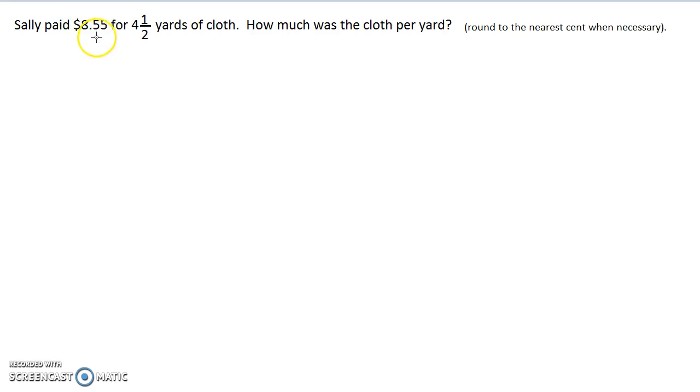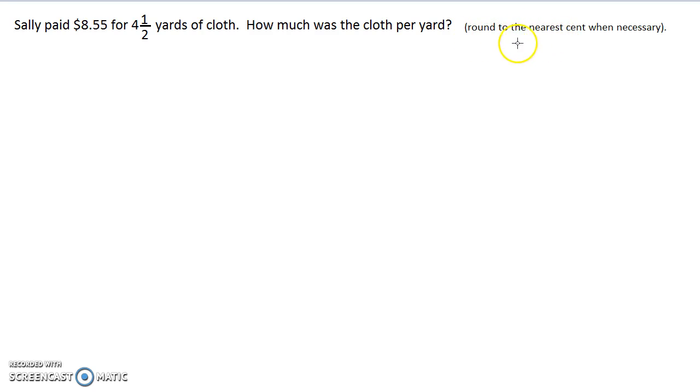Sally paid $8.55 for 4.5 yards of cloth. How much was the cloth per yard? Round to the nearest cent when necessary. Now, the directions later on in the question say to round to the nearest cent when necessary, and most students tend to start worrying about that right away, and I don't want you to worry about that.